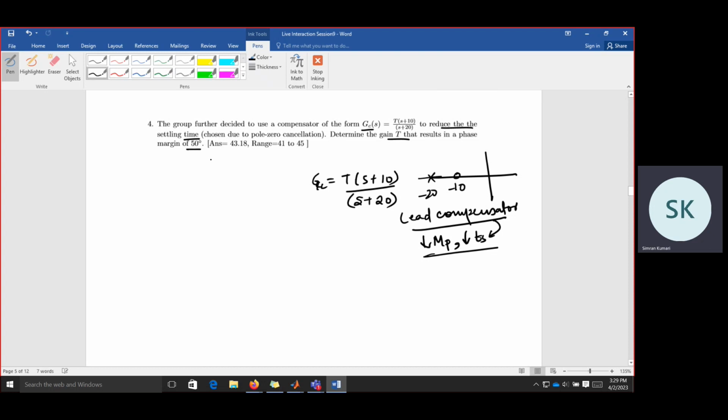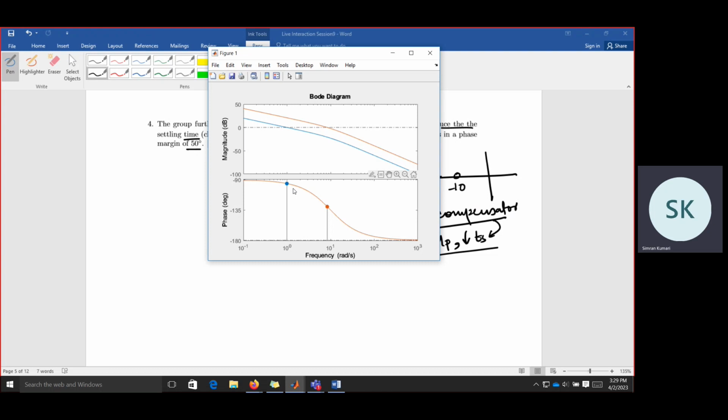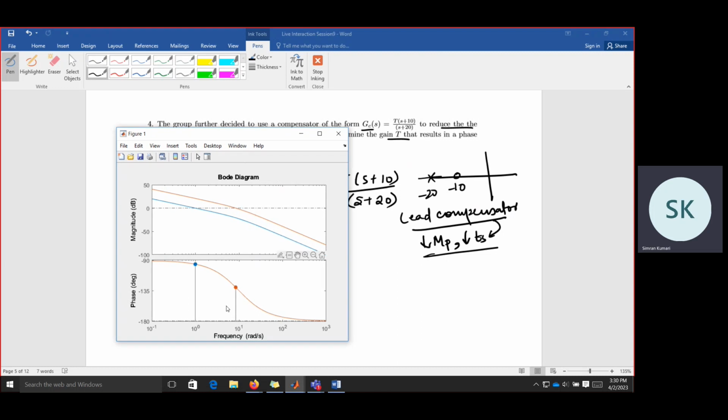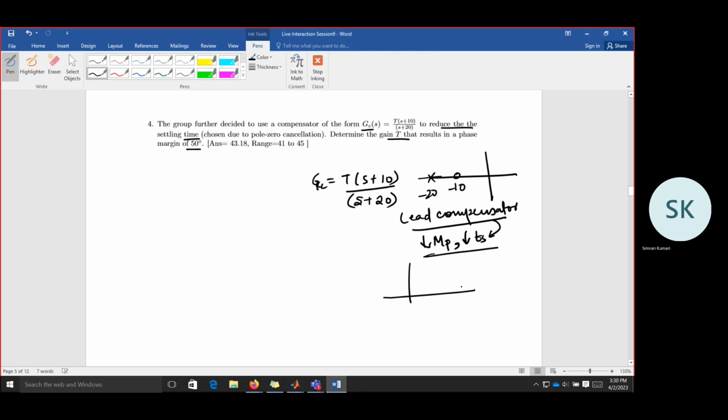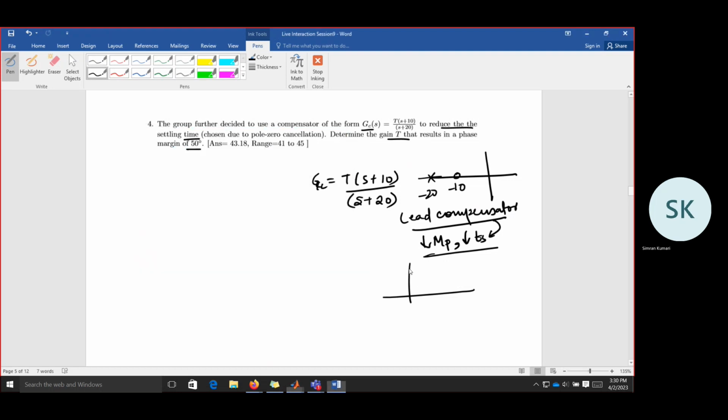So with the same phase margin, this has to be achieved, and the settling time has to reduce. So that means what? We have this phase plot. The phase margin has to be the same. Now in this case, when a lead compensator is being used, it's like this, -180 degree.